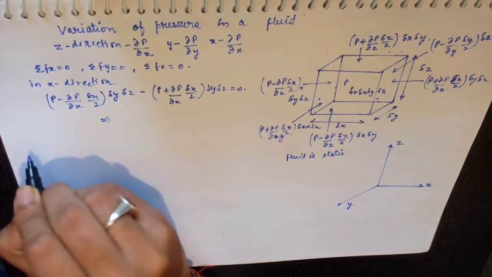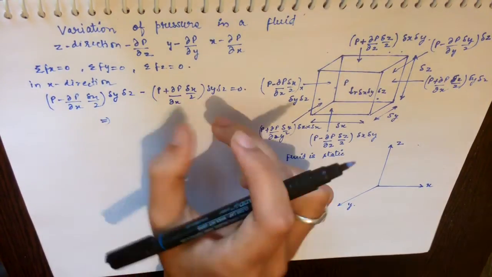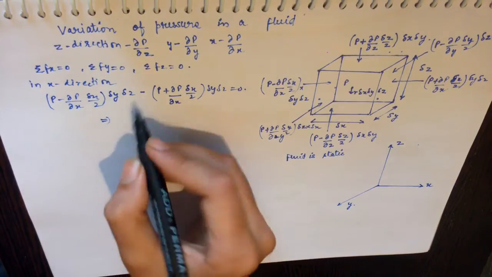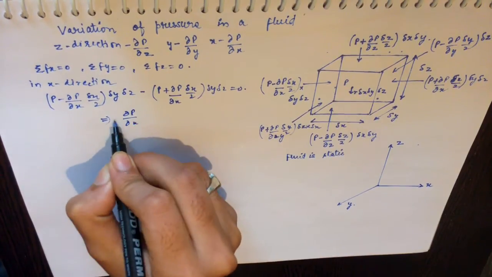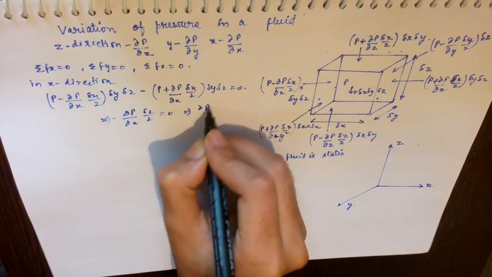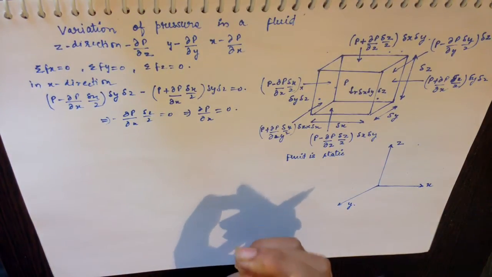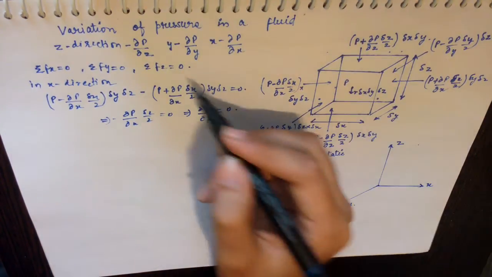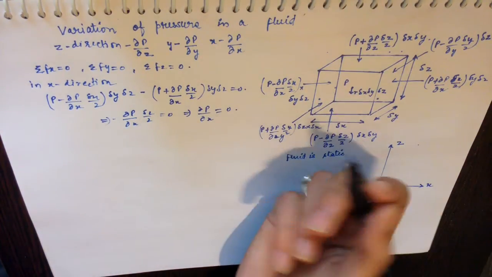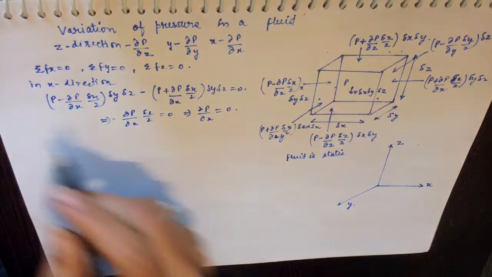If we solve this, delta y delta z is common and is taken out, and this p and this p get cancelled out. We are remaining with delta p divided by delta x minus delta z by 2 equals 0. So this gives delta p by delta x equals 0. We have assumed the rate of change of pressure in the x direction to be del p by del x, which comes to be 0 here. So the variation of the pressure in the x direction will be 0 in a static fluid.